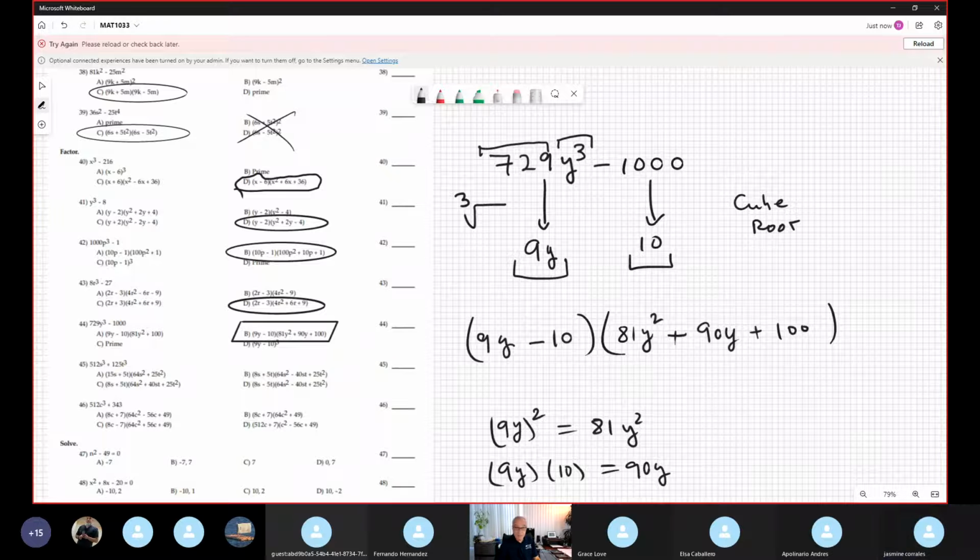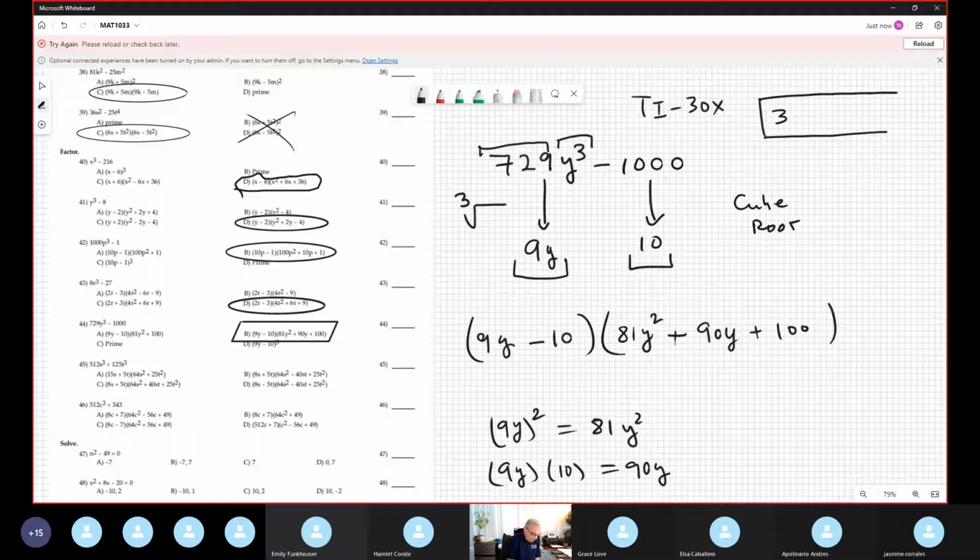In MAT1033, the TI-30X Texas Instruments is a cheaper calculator. You put, for example, 3 first. Suppose this is the display. You put 3 first, then you press the key second. My calculator is blue. And you press the function. The function is like that.